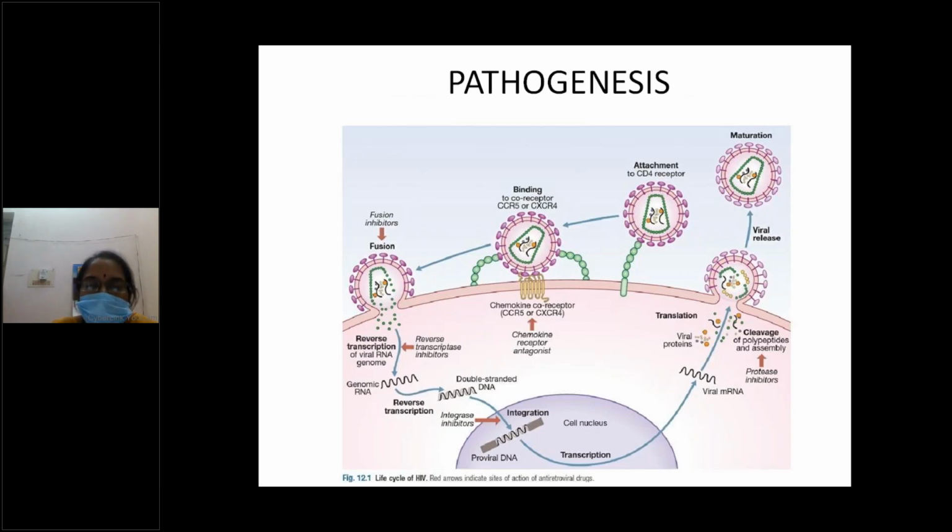These red marks indicate the action of antiretroviral drugs. See those red marks: fusion inhibitors, chemokine receptor antagonists, reverse transcriptase inhibitors, integrase inhibitors and protease inhibitors. So at different levels the drugs are used, and combined antiretroviral therapy is used. First you see the pathogenesis, how the virus is matured. It infects mainly cells and replicates in the body and persists in the lymphoid organs. The main site of replication is lymphoid cells and lymphoid organs.